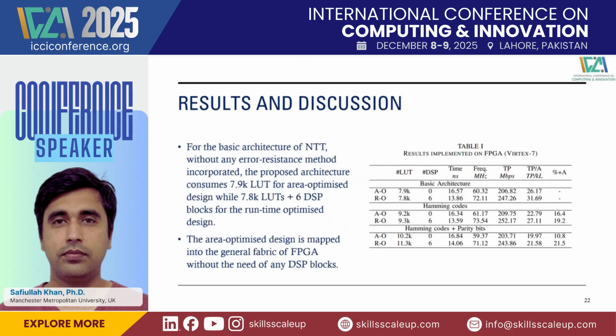When it comes to the results, I have computed the results on FPGA for the basic architecture, for the one where I have introduced the Hamming codes, and the other one where I have introduced Hamming codes plus parity bits. So the thing to be noted here is that there is some kind of percentage area overhead. Although we have increased the area, the implementations that we have made are now much more suitable for certain applications, which is space applications in our case.